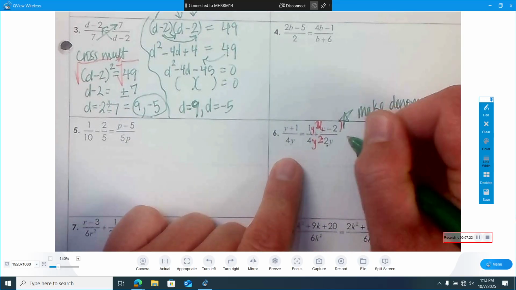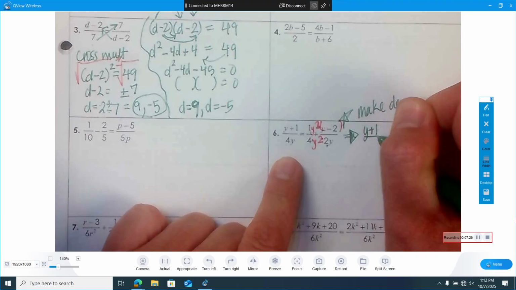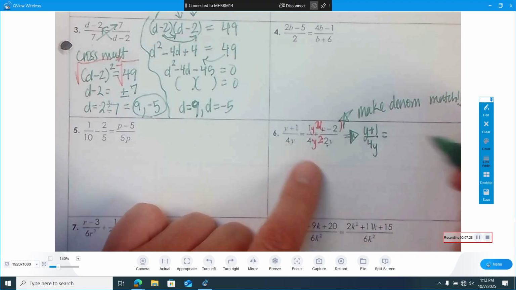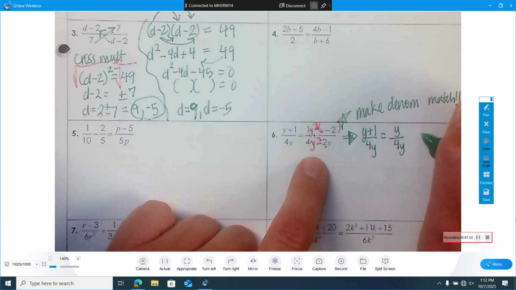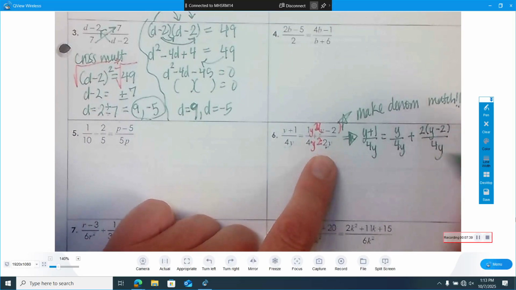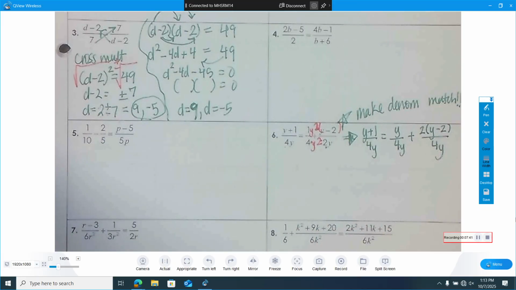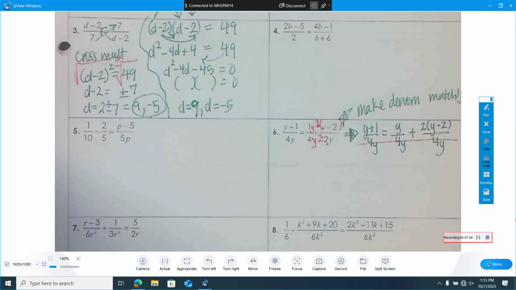I'm going to rewrite just so we can see what's going on here. So I have y plus 1 over 4y equals 1 times y, which is y, over 4y. And then on the last thing, I have 2 times y minus 2 over 4y. So we did a small change there. Now all our denominators match. And so I just get to ignore all those denominators, and then I just get to solve the leftover equation.